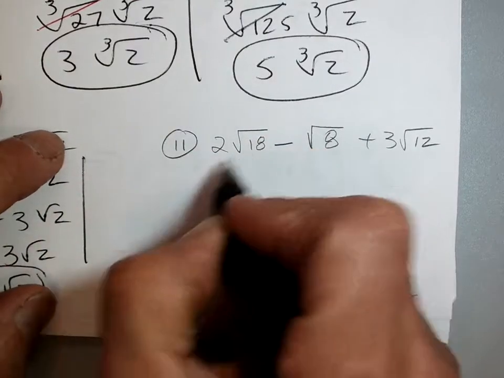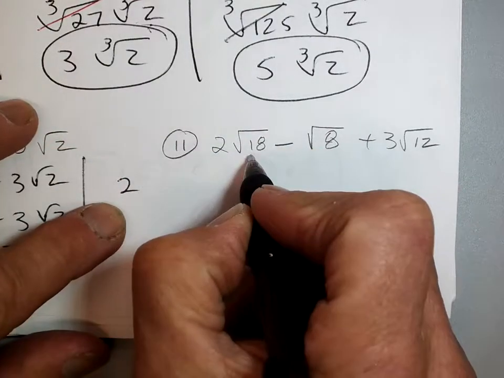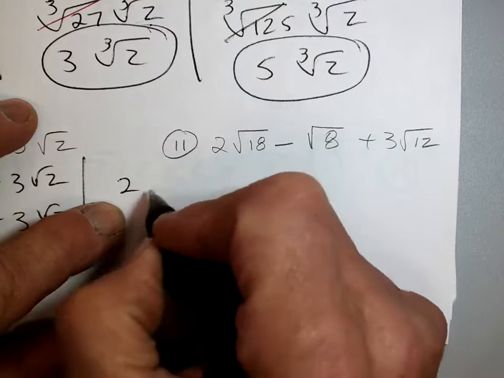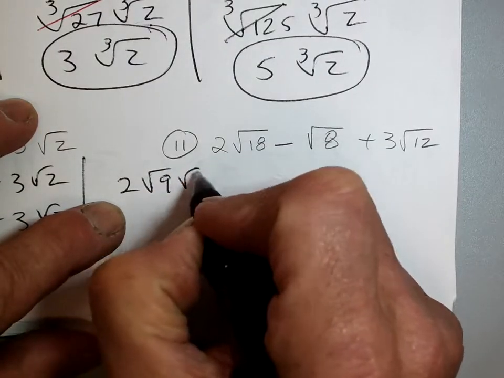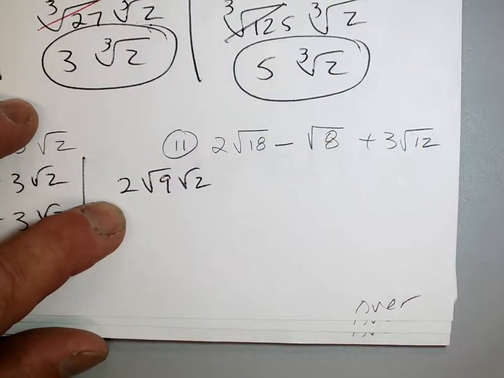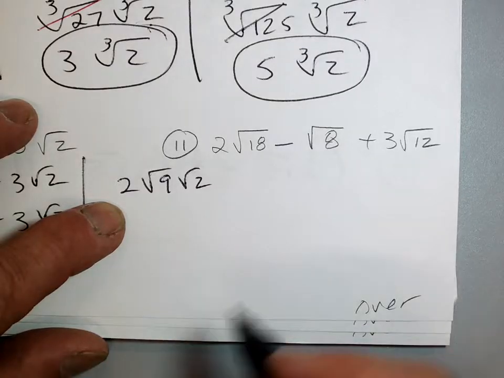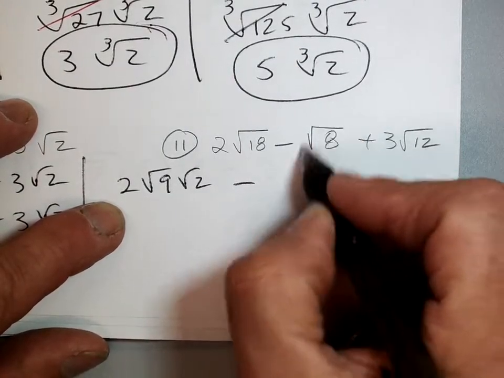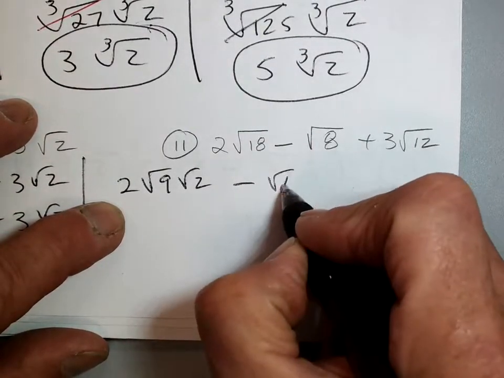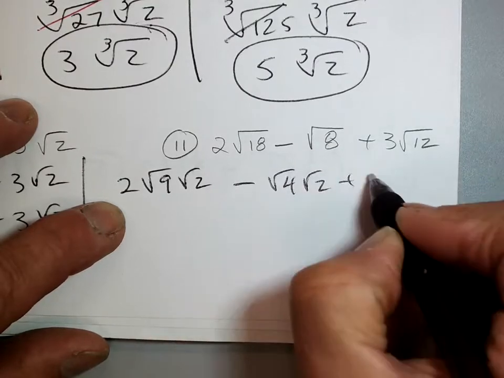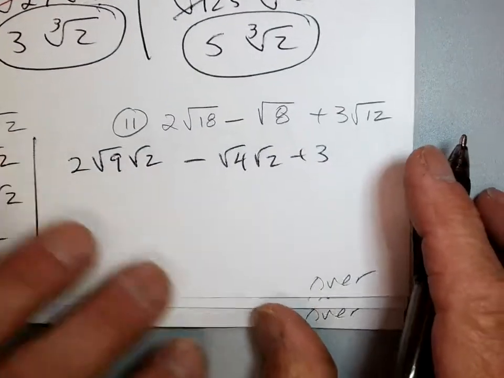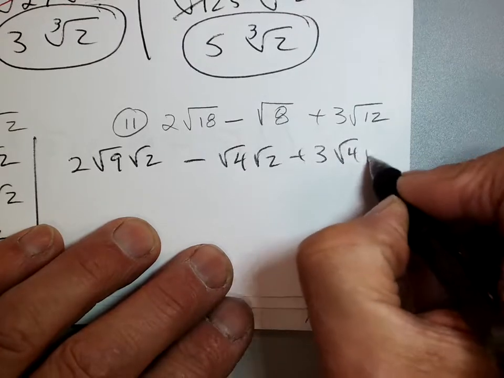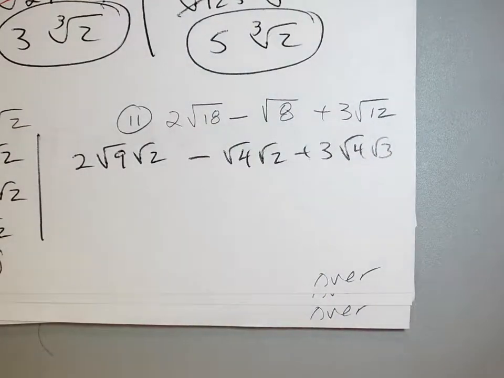Okay, number 11. So what about 18? What are we going to make with 18? 18: 9 and 2. Not 6 and 3 because there's no square root of 6. Okay, minus. What are we going to do with 8? What about 8? 4 and 2. What about 12? Square root of 3, square root of 4. Good. Okay, let's simplify from there, right?